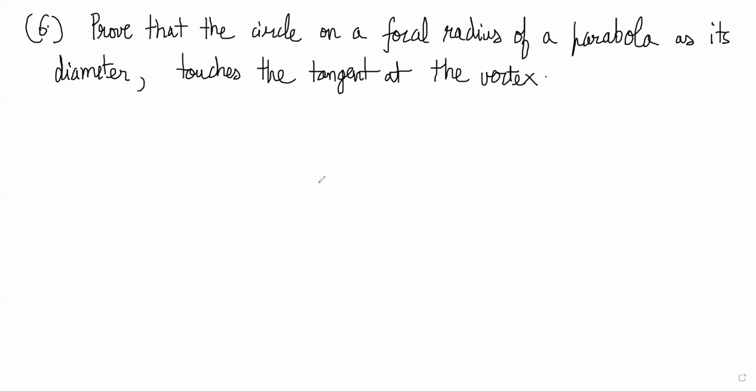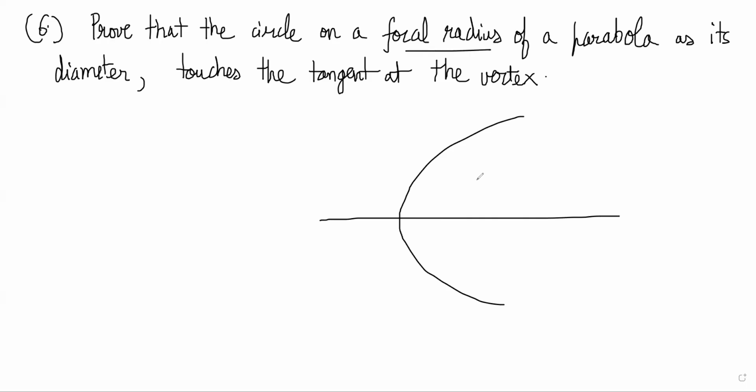So first of all, you have to understand what the question means. Basically, it is saying that we have a parabola. What is a focal radius? If there is a point here, and this is the focus S, and this is P, point T, and this is (a, 0). The line PS is your focal radius.